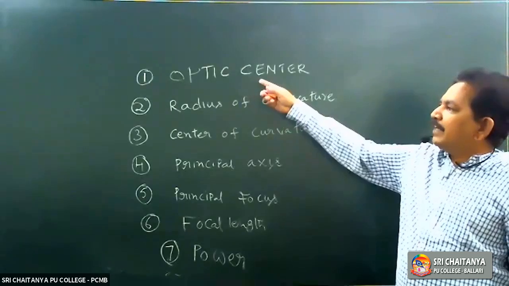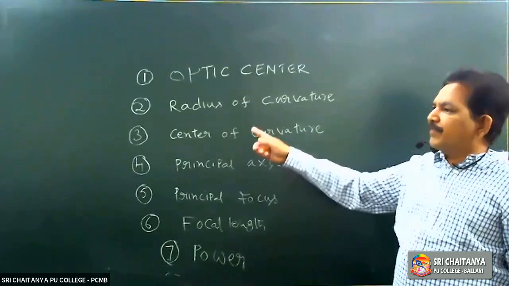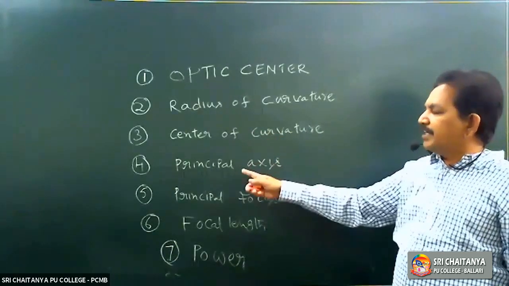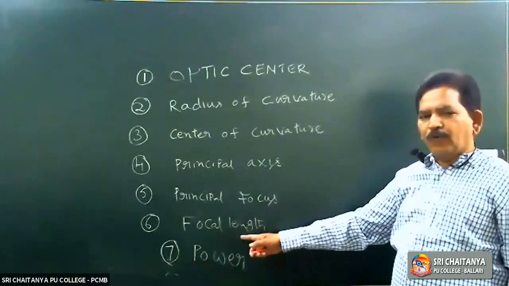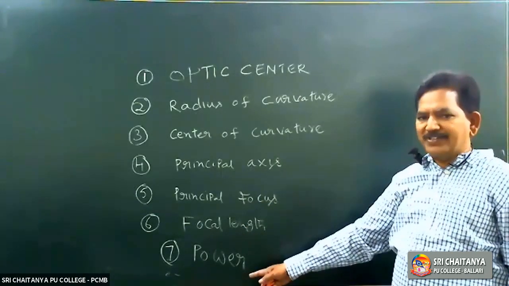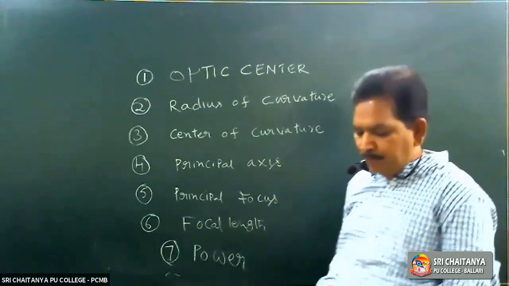So some important definitions in the case of lens: optic center, radius of curvature, center of curvature, principal axis, principal focus, focal length, and the power of the lens. Tomorrow we will discuss all these things and we will move further.